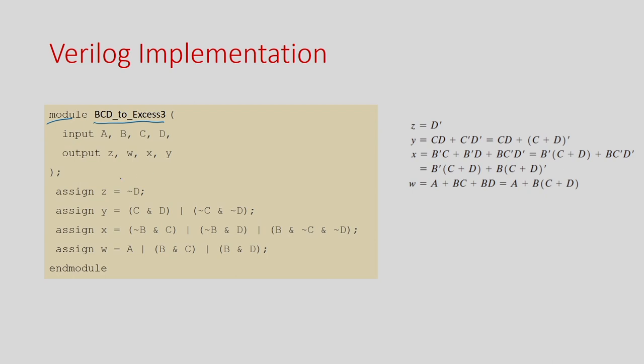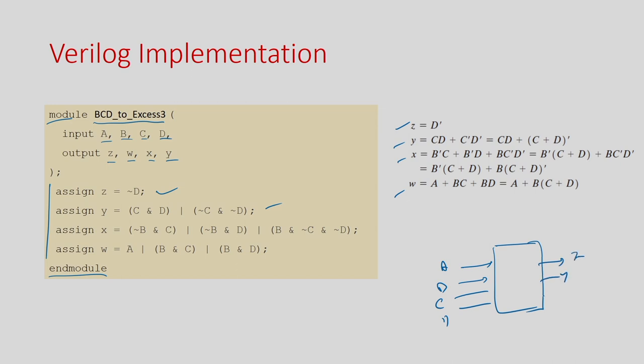Then you have to specify the inputs and outputs. For me, the input is A, B, C, D, 4 bits, and output is W, X, Y, Z. All of them are single bit, and they are wires by default, right? They are not registered. And writing this implementation in Verilog is very straightforward. I have to just take the expression corresponding to Z, Y, X and W, and write the value. I have just copy pasted this expression here, and then I just write endmodule. So this gives me a module of this BCD to XS3 conversion, where there will be 4 inputs A, B, C, D, and the output is Z, Y, X and W, right?